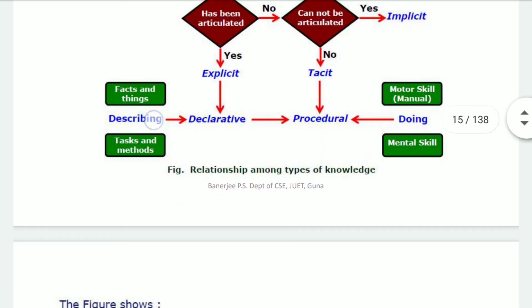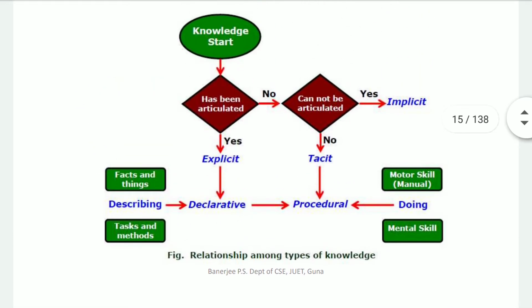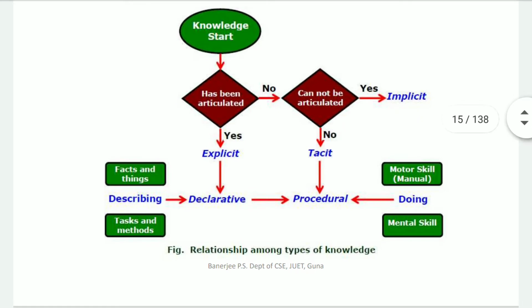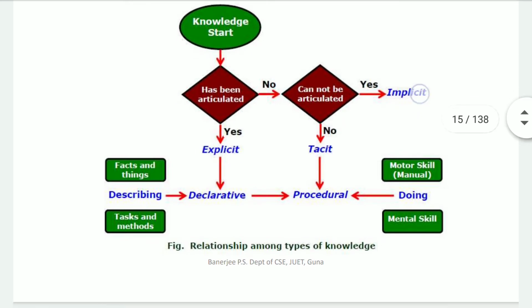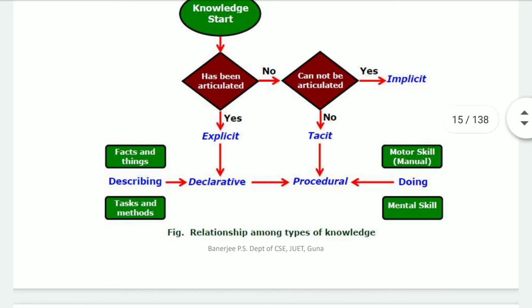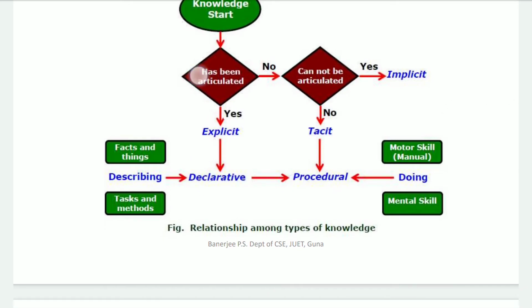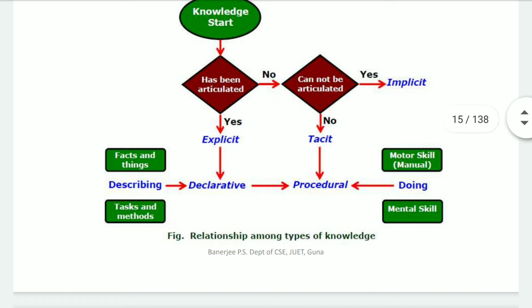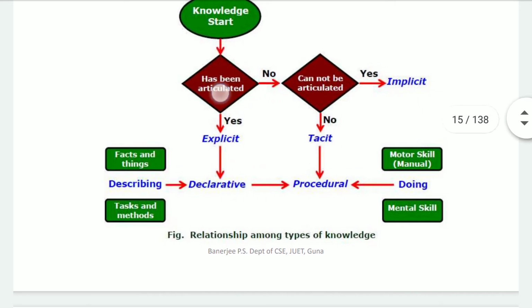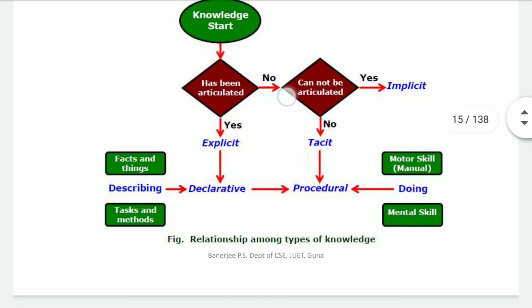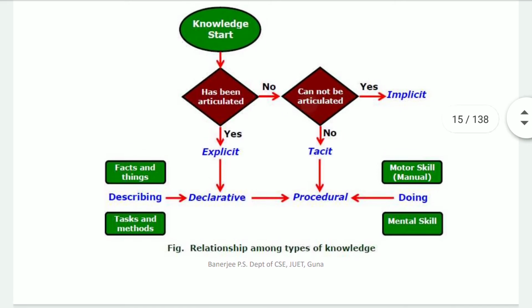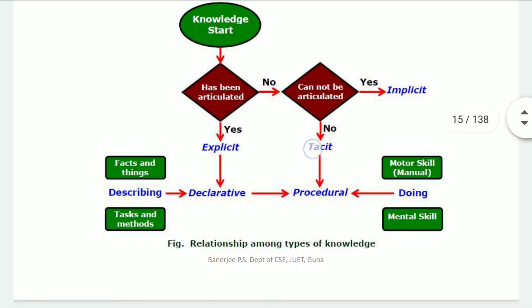It is by describing something that we come to the declarative knowledge. So you need to understand this diagram and you have to remember this also. This diagram basically consists of the knowledge start, the explicit knowledge, the implicit knowledge, the tacit knowledge, the declarative knowledge, the procedural knowledge, and how they are formed, right? By doing certain kinds of articulations. Whether the articulation can be done further or not, on the basis of this decision, we are assigning the class of the tacit or implicit knowledge.